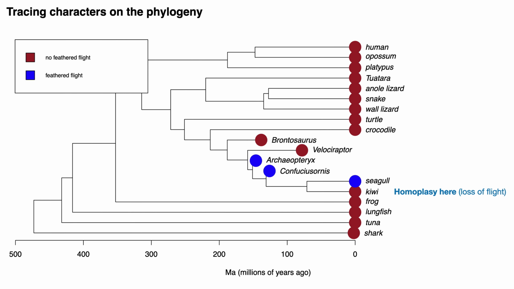Another important use of phylogenetic systematics is to be able to see how characters evolve over evolutionary time. Here we're looking at feathered flight. So you can see at the node where Archaeopteryx branches off, we see Archaeopteryx, Confuciusornis, and the seagull all using feathered flight. Now we know the kiwi is also a bird and also has feathers, but it doesn't fly. So in this case, we see the loss of this character. So we call this a homoplasy, when we have the reversal of a character from one state to another one.